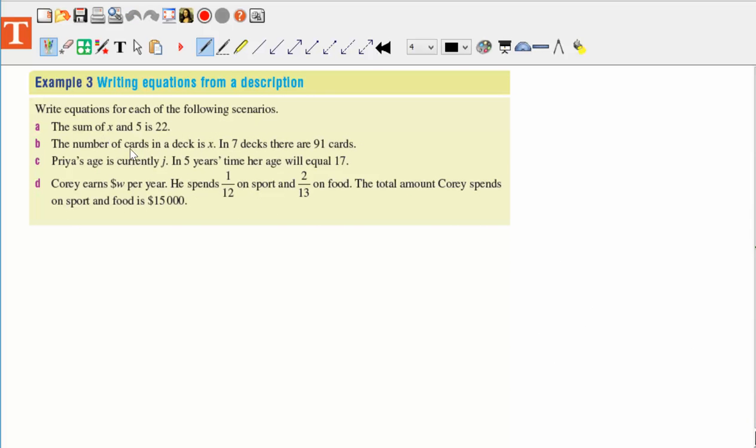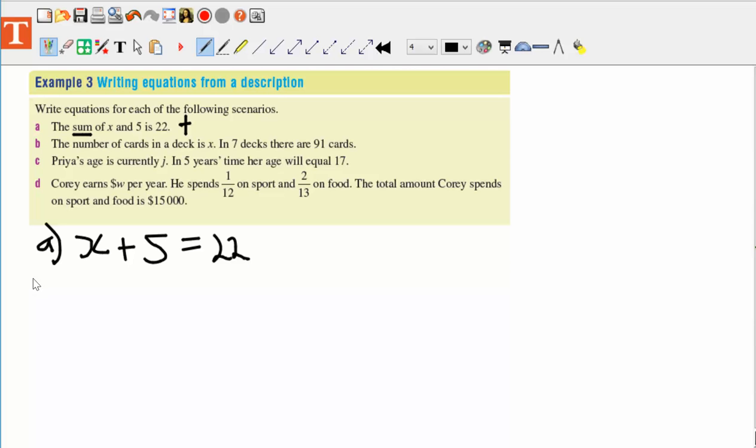And our last little one here, and you've done these a little bit, is write equations for each of the following scenarios. So you've done this in your last unit. For example, the very first one, the sum of x and 5 is 22. So what does sum mean? That means you are adding. So the sum of x and 5, so a here, x plus 5 is 22. So the sum of x and 5 must equal 22. And that's all you've got to do for that one.